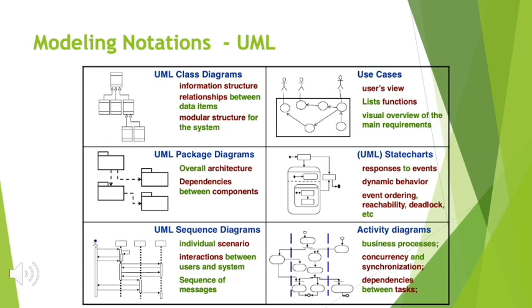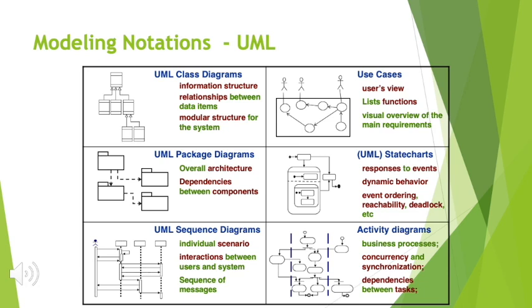Okay, moving on to UML package diagram. So UML package diagram contains the overall architecture, and it also shows the dependencies between components. And then UML sequence diagram, which shows the individual scenario, and it also shows the interaction between users and system and the sequence of messages. For example, what kind of message the user will send to the admin, and then how the admin responds back.